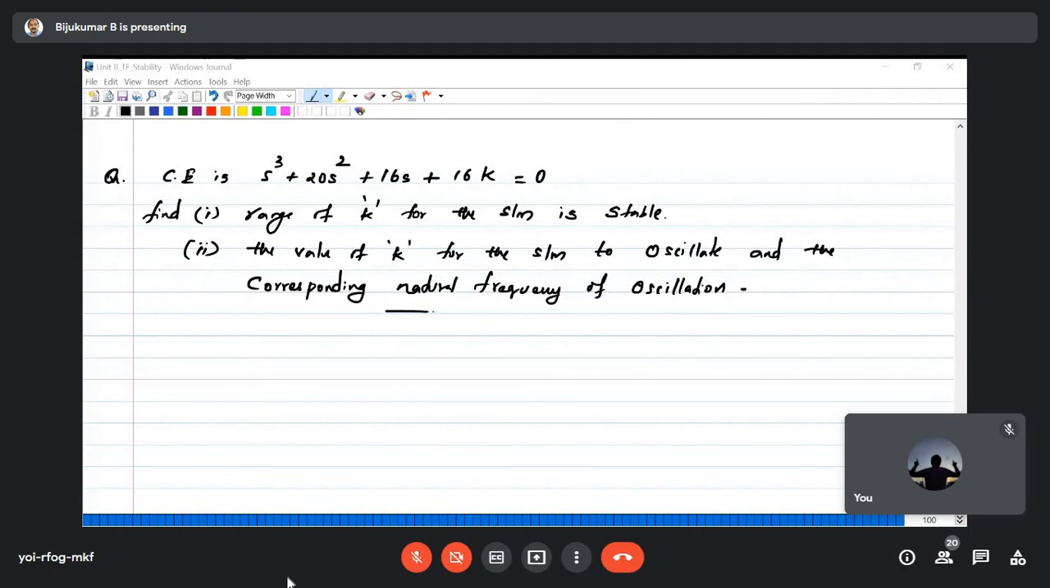Whether any root is located at the origin? Is there any chance at the origin? Since the constant is there, it will not be there, sir. What is the constant from our polynomial? 16k, that is 16 into 20, 320. Yeah, fine. So obviously the other root will be in the LHP, right? Yeah. Okay, sir. Thank you.